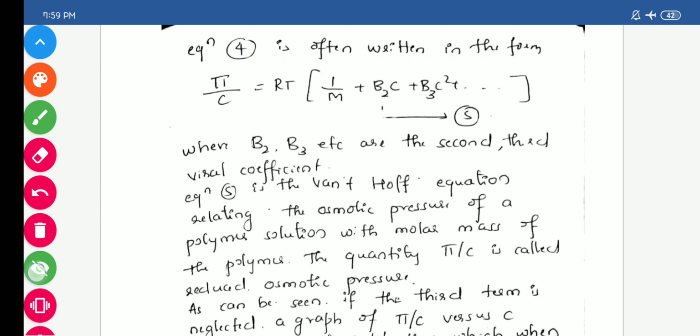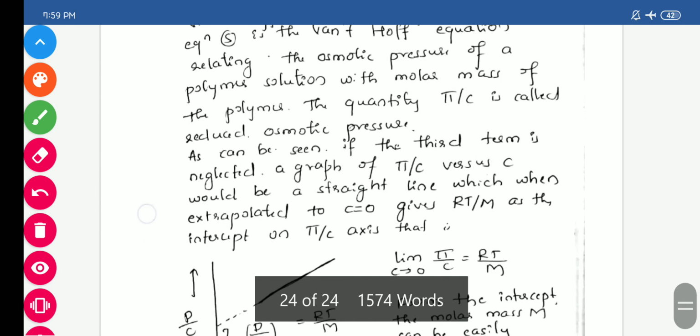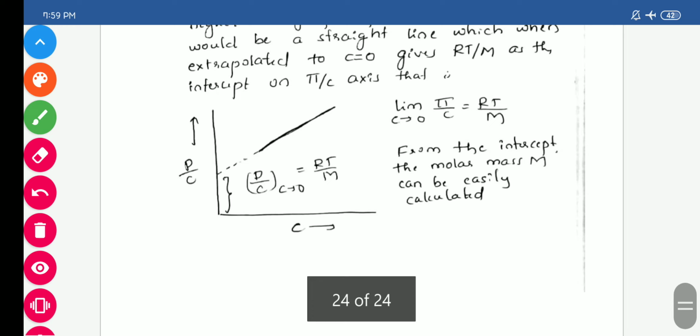With the help of this, by plotting the graph, we can easily find out the molecular weight of macromolecules or polymers. This is what we have about osmometry. We will meet in the next class.